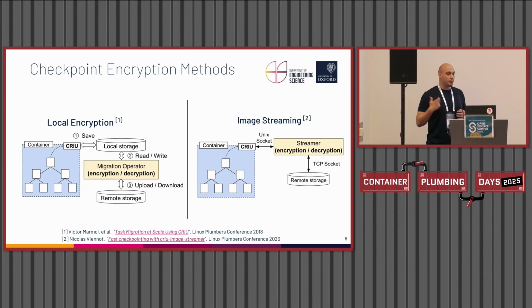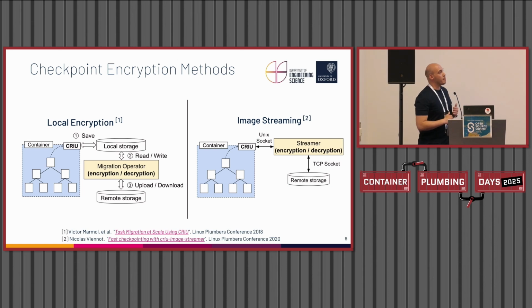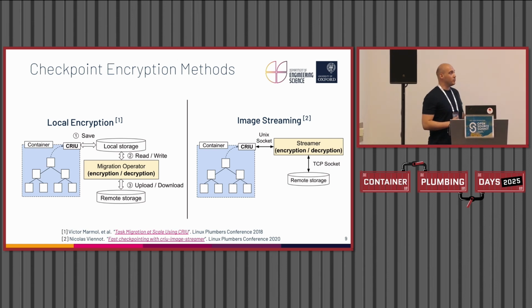The other approach is called checkpoint streaming, which is commonly used with spot instances. For example, when you have a limited amount of time to create a checkpoint and you want to avoid intermediate storage by directly streaming the checkpoint to a remote server. This pipelining mechanism allows you to encrypt the data. But again, it's difficult to integrate with, for example, Kubernetes.